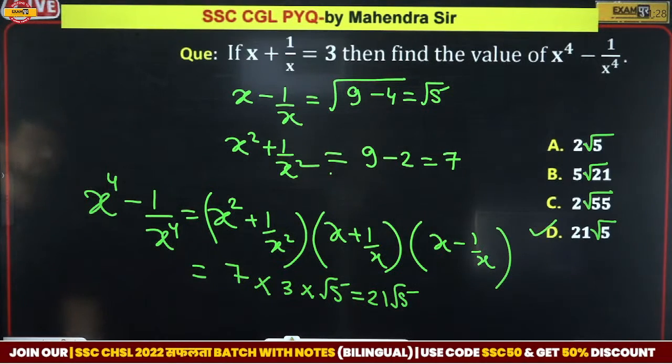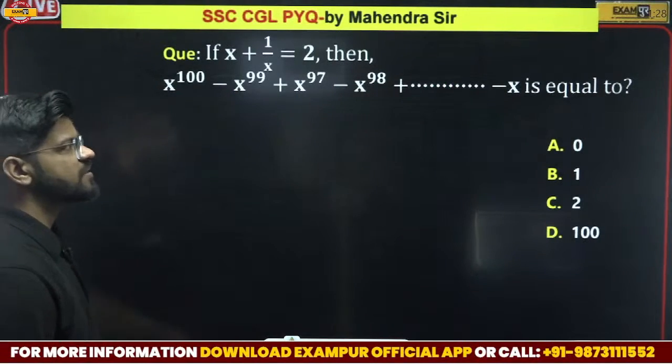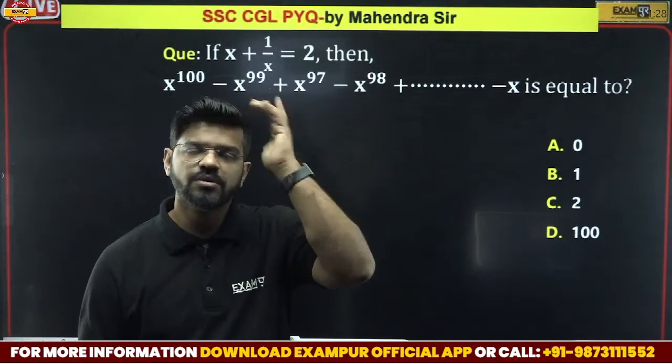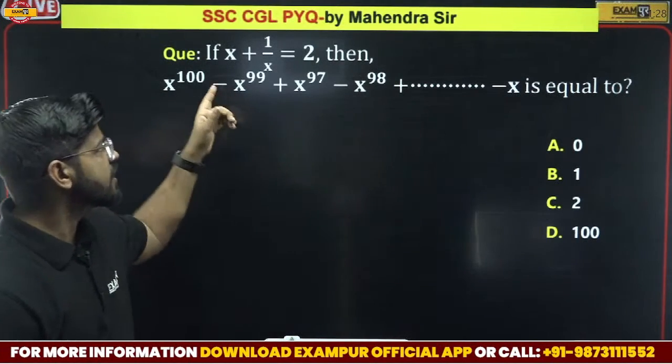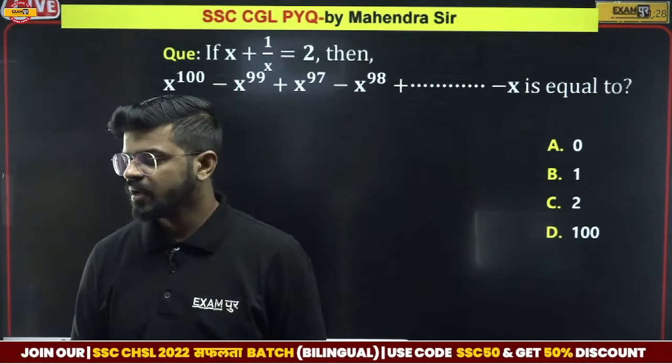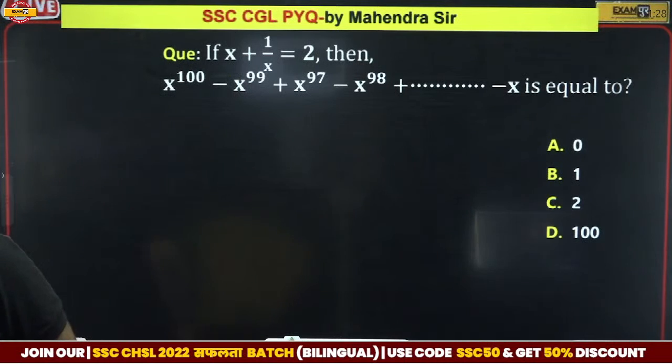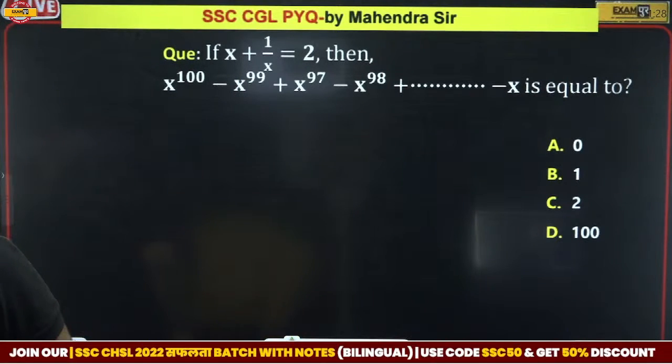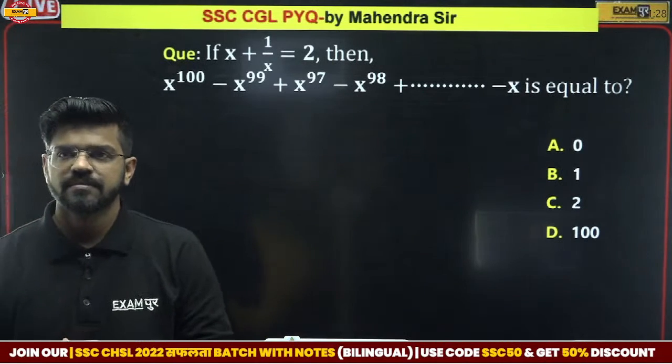So option number D is my right answer. Now tell me the answer for this question. I told you this property, x plus 1 upon x is equal to 2. I already told you this property. Tell me the answer for this question.